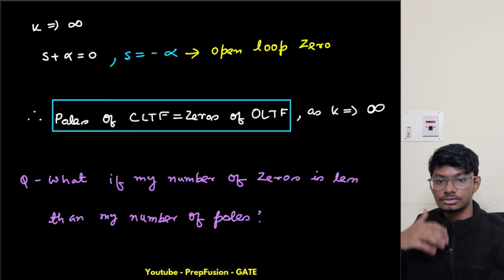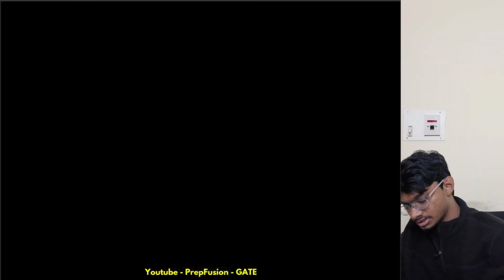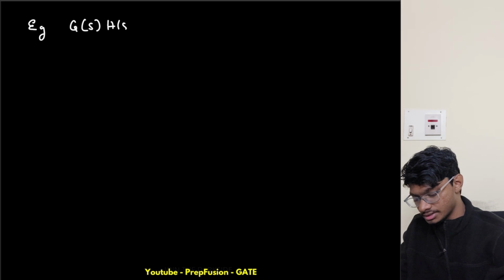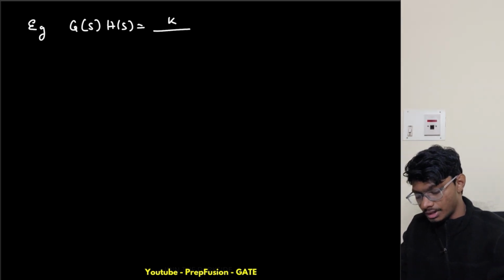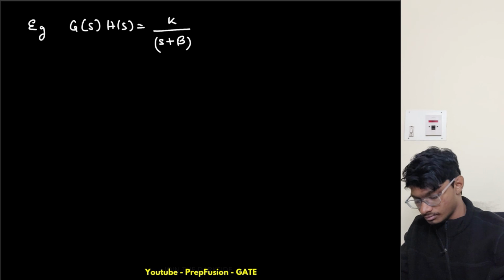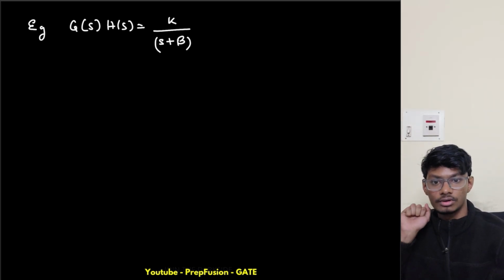Then what will happen? Let's take an example where my OLTF, G(s)H(s), equals K by (s plus beta). I don't even have a zero this time, I only have a pole. So if this is the case, then what will happen?